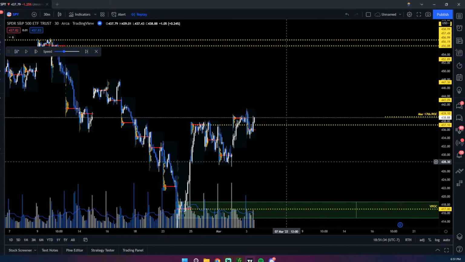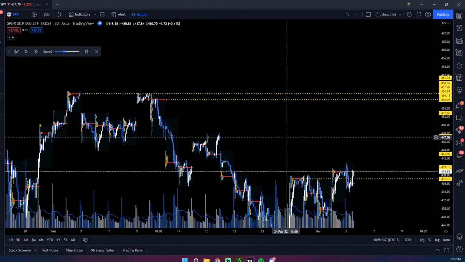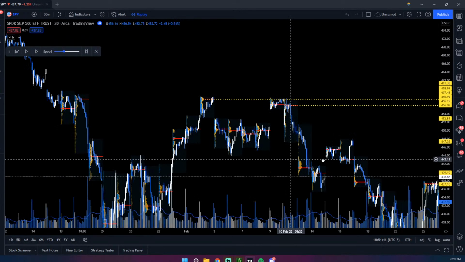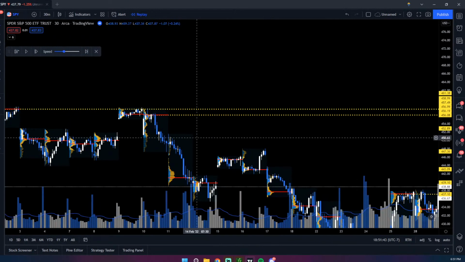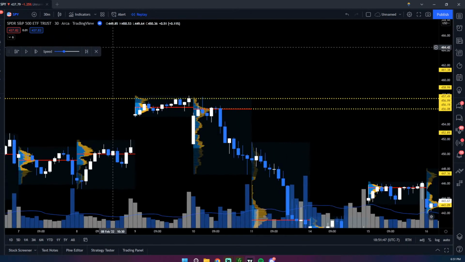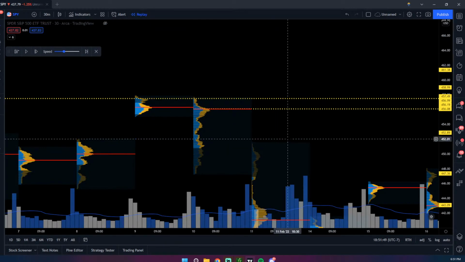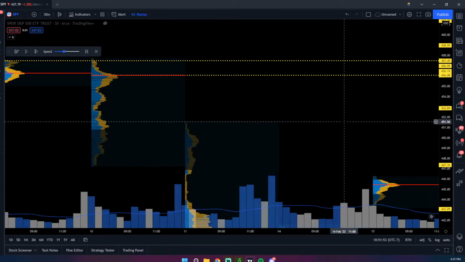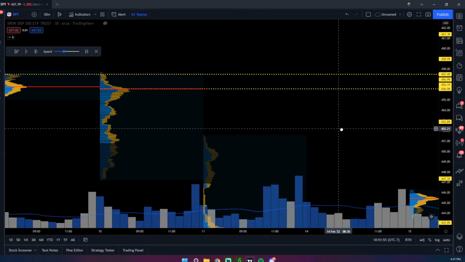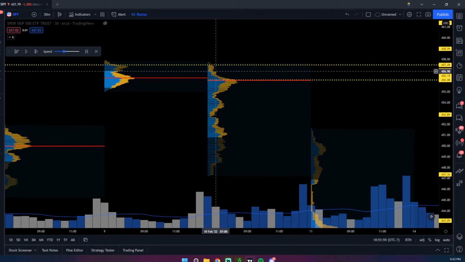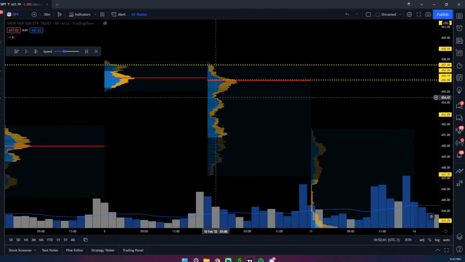Actually, let me zoom in more so you guys can get a good picture of this here. And I'm going to turn off my candlesticks. So this isn't the best example, but it's a good enough example.